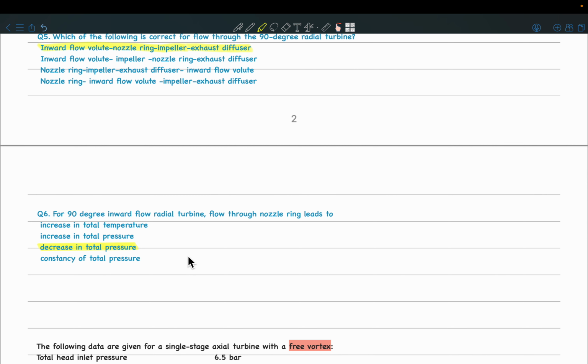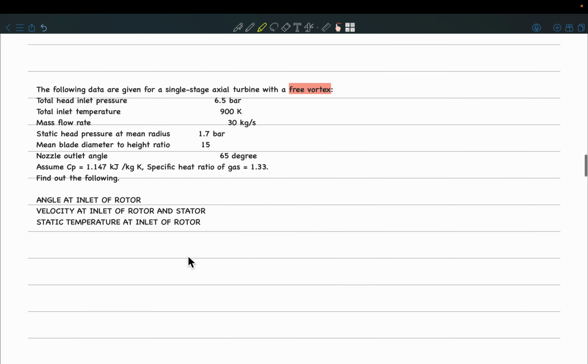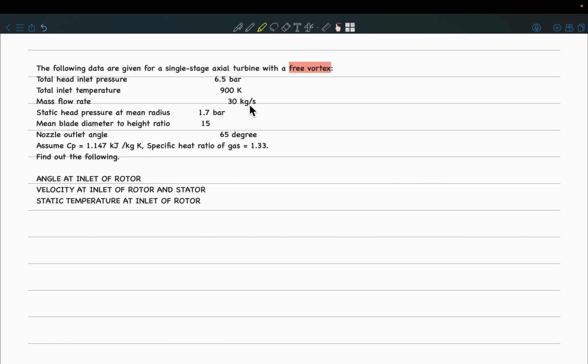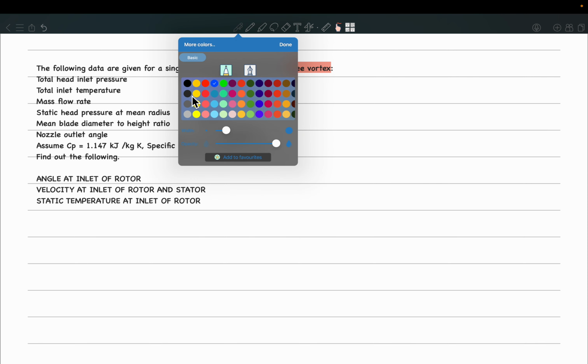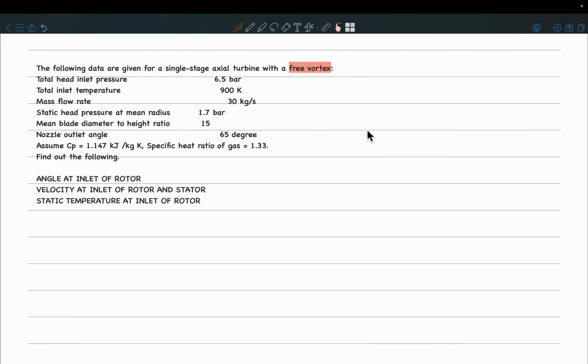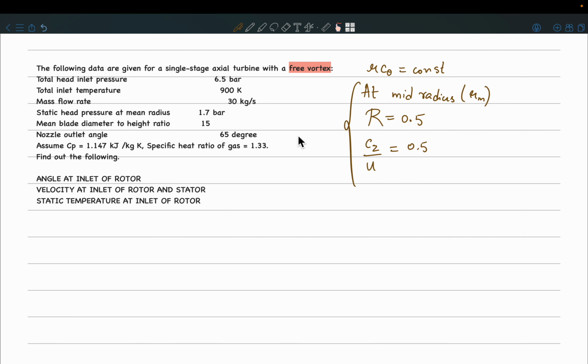Okay. So now we'll move on to a numerical question. The following data are given for a single stage axial turbine with a free vortex. Now what is a free vortex design? You would know this free vortex design is where r c theta is equal to a constant. And the consequence of this free vortex design is also that at the mean radius, let me denote this mid radius as rm, the degree of reaction is 0.5, and also the flow coefficient Cz by u is 0.5. So this is the implication of a free vortex design.